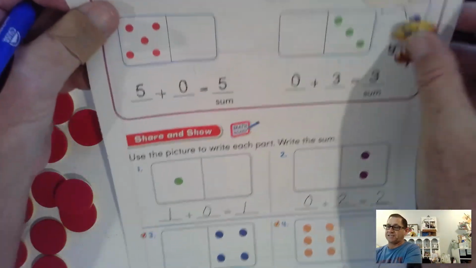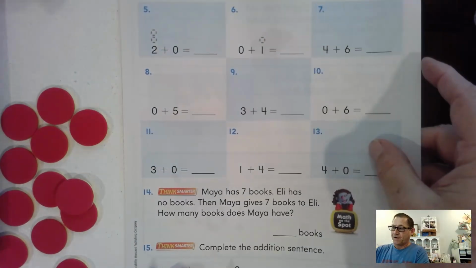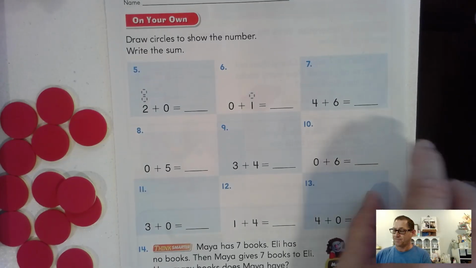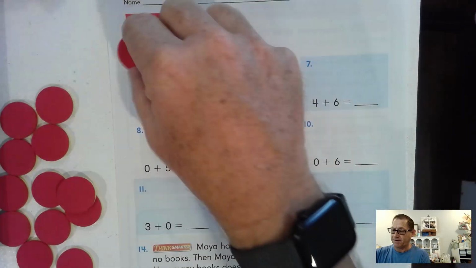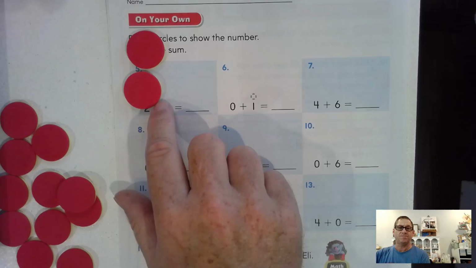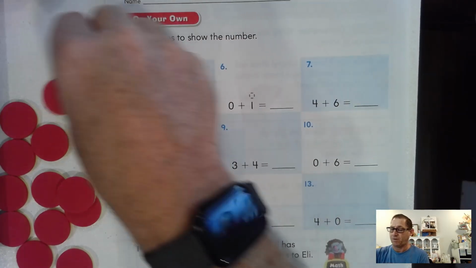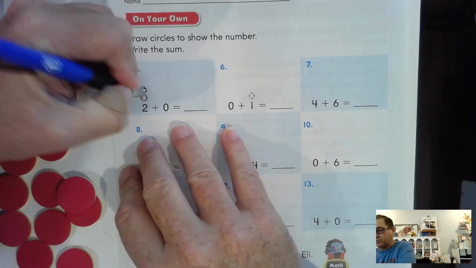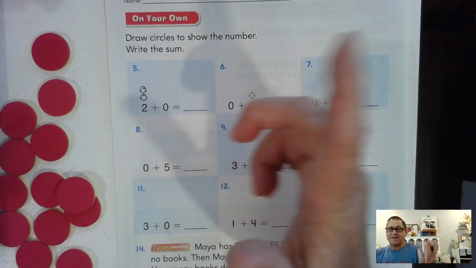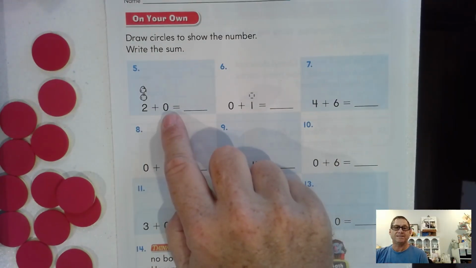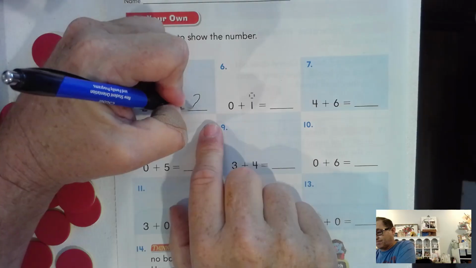Let's look at page 31. Draw circles to show the number. Write the sum. So we have 2. If we were using counters, I'd put 2 plus nothing. So I would draw 2 circles plus nothing. I'm not going to add anything else. So 2 plus 0 is the sum of 2.